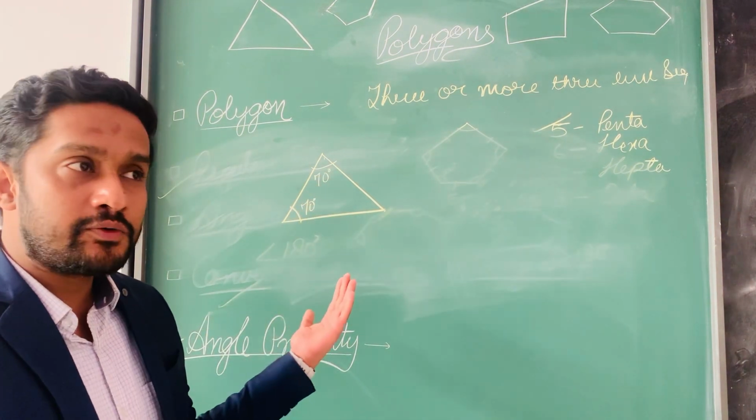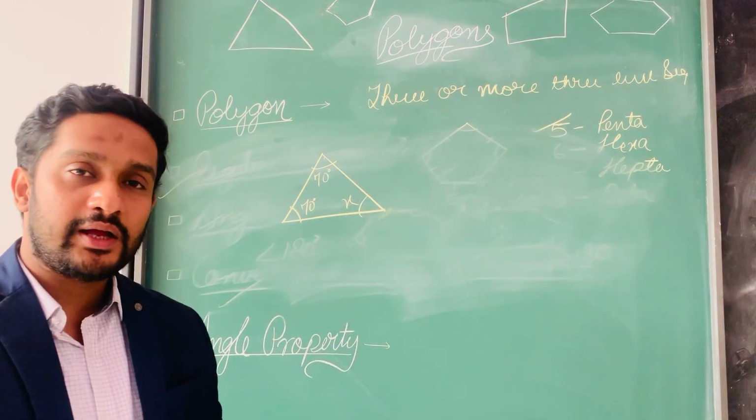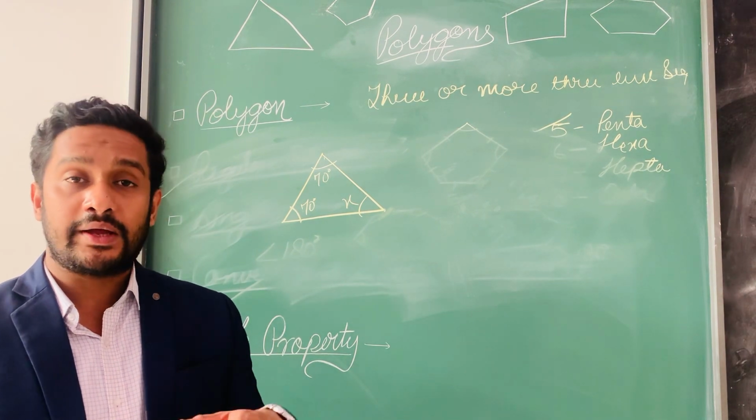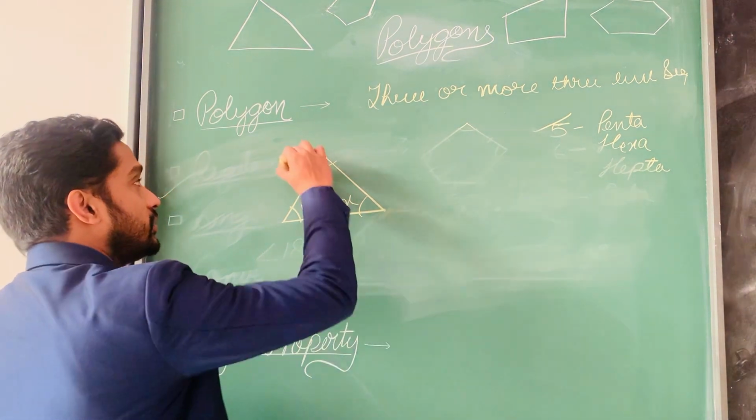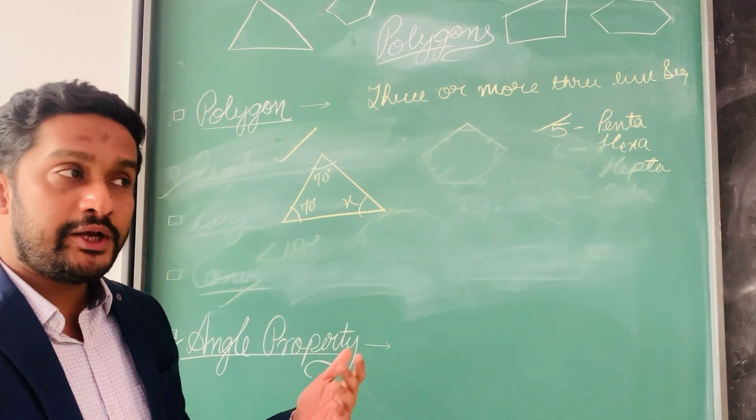If two angles are given to us and the question asks about the third angle, how do you find it? By using the property of triangle: the sum of all angles in a triangle is 180 degrees.